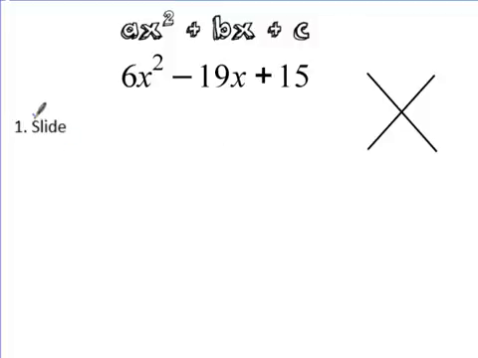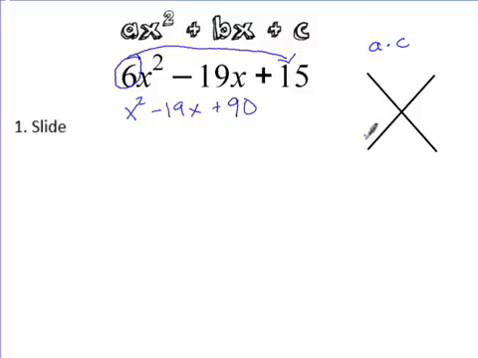Alright, 3 steps here. Step 1 is going to be slide, and what I mean by that is we're going to take this number, this coefficient of x squared, which we refer to as a, and I'm going to slide it down here to c. And the way that I'm going to do that is I'm going to multiply a times c. So 6 times 15 is 90. So now I have x squared minus 19x plus 90. And then I'm going to factor like normal.